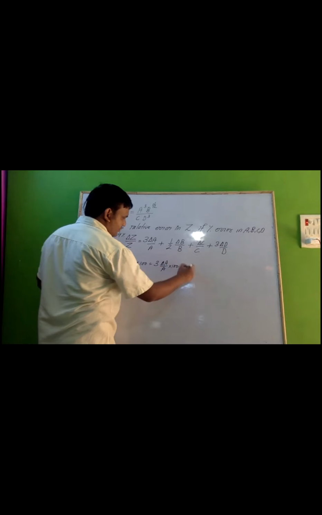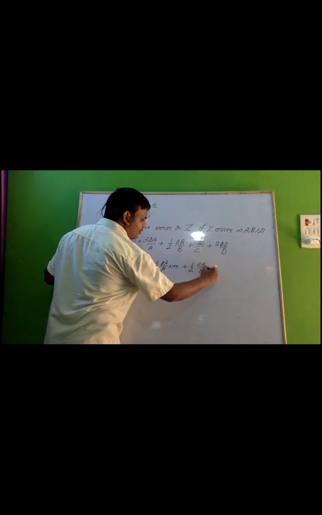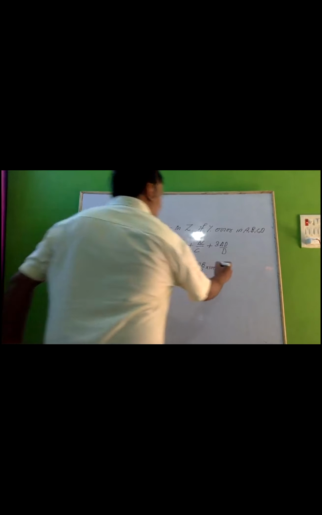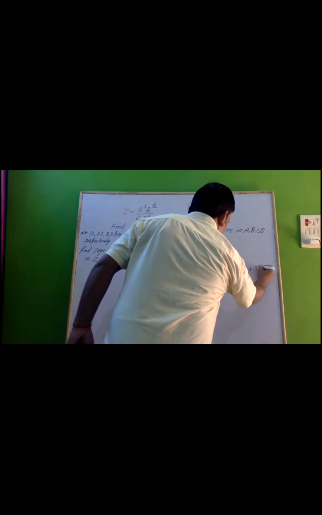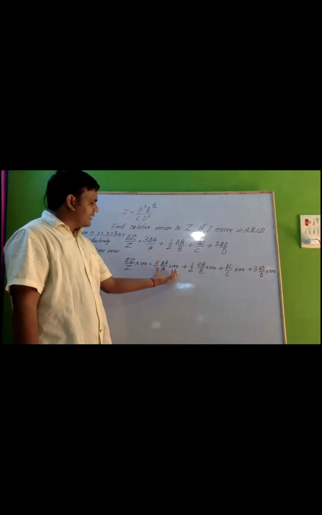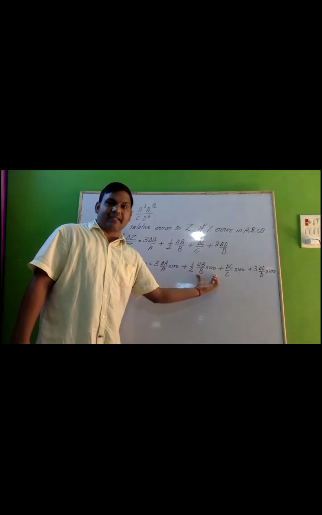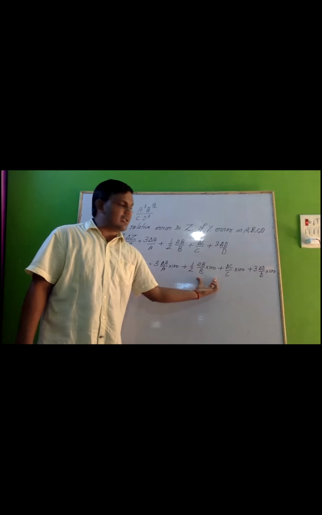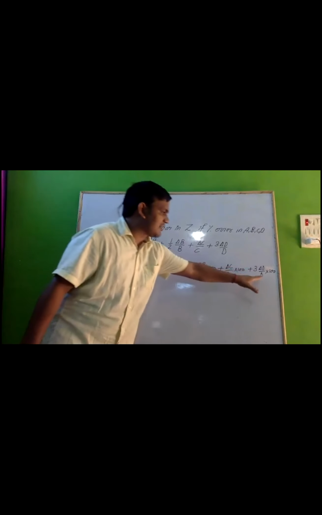Plus 1 by 2 into delta b by b into 100 plus delta c by c into 100 plus delta d by d into 100. So I already told you what basically the percentage error is. Delta a by a into 100 is the percentage error of a, delta b by b into 100 is the percentage error of b, and delta c by c into 100 is the percentage error of c.